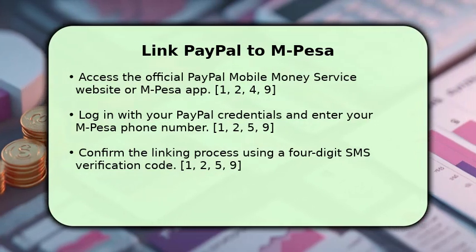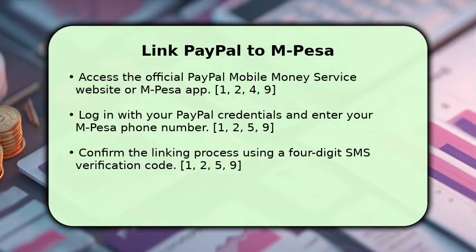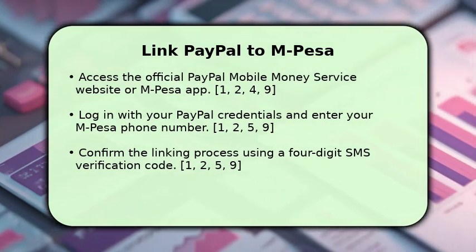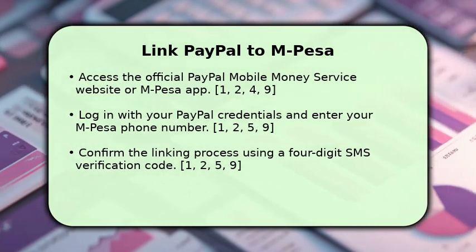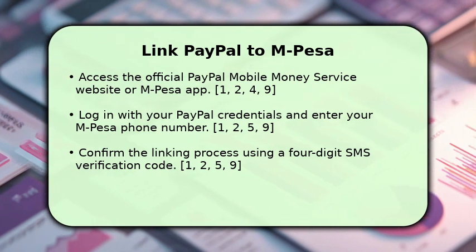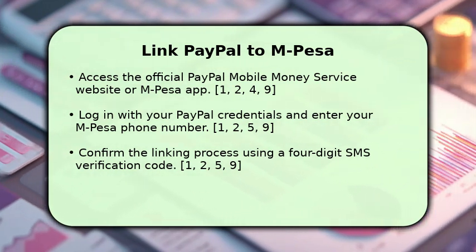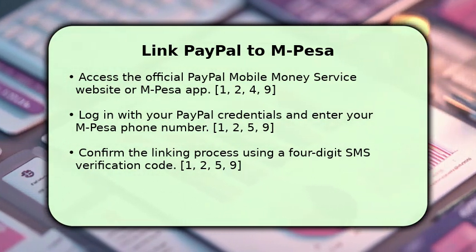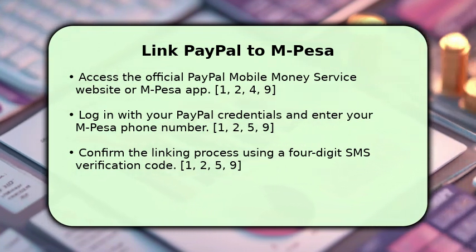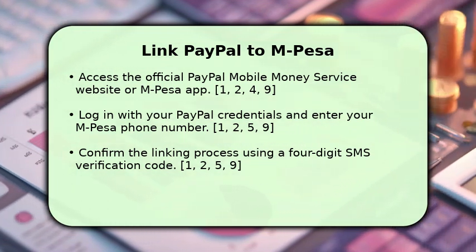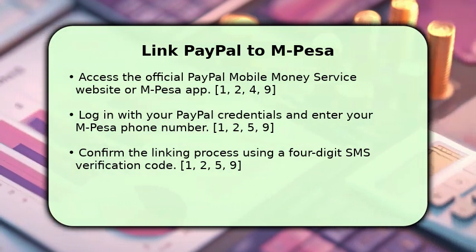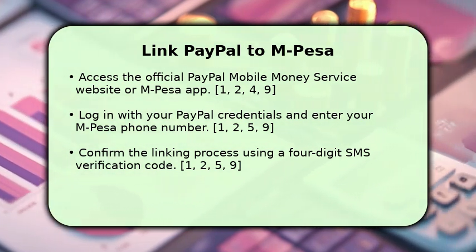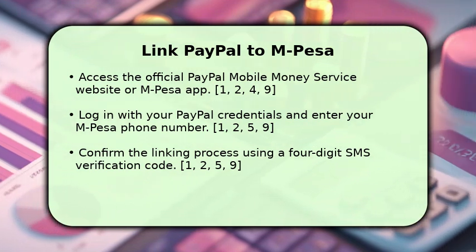To begin, visit the official PayPal mobile money service website or use the M-Pesa app. Log in with your PayPal account details, then enter your M-Pesa registered phone number. A 4-digit verification code will be sent via SMS to your M-Pesa number. Enter this code on the website or app to confirm the linking process. Remember, your PayPal and M-Pesa account names must match exactly for a successful link.